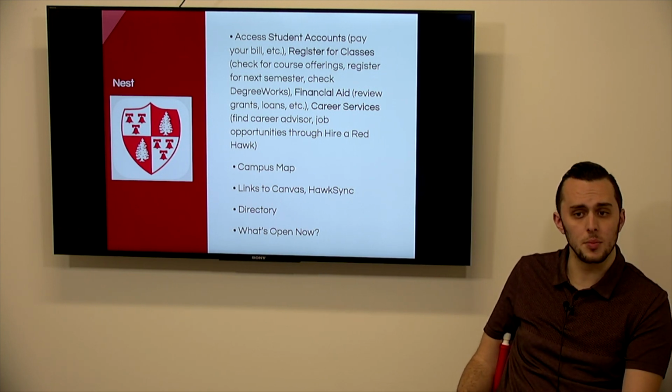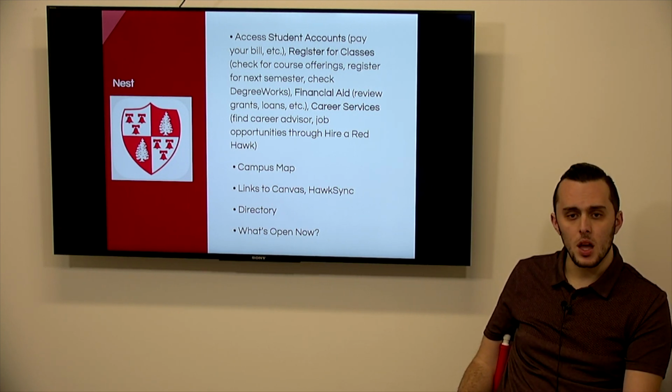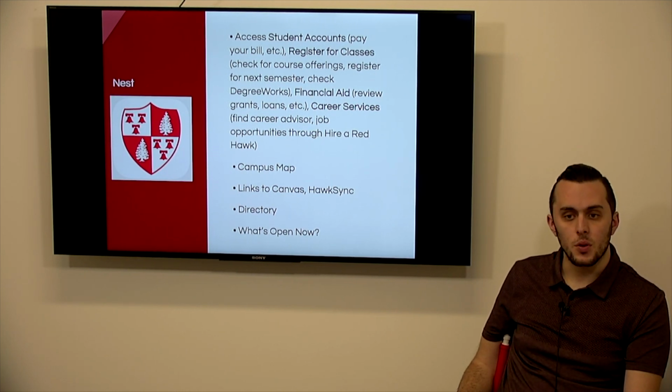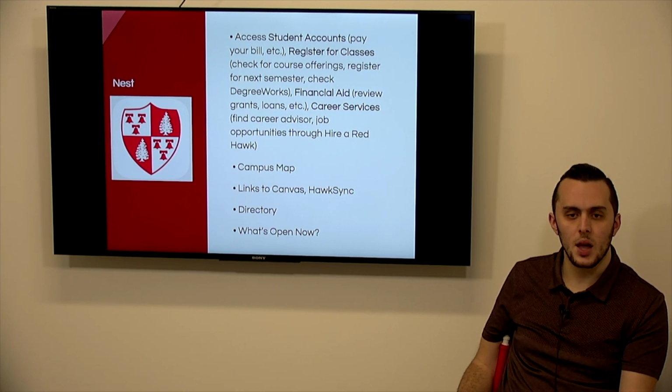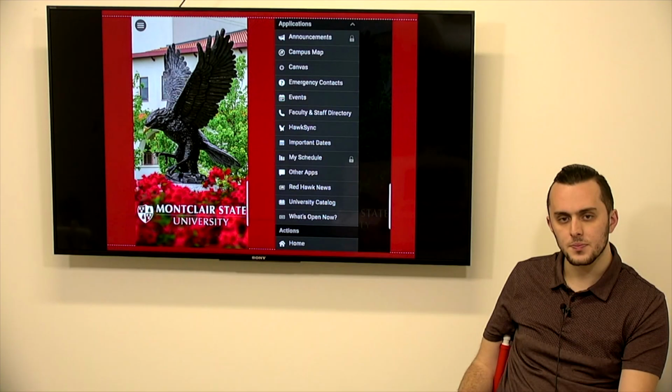There's a campus map available on the app, links to Canvas and HawkSync. There's a directory, so phone numbers, offices, and then what's open now, which is a crucial piece to see what offices, what dining options, different printing labs, things like that, what is open and when.